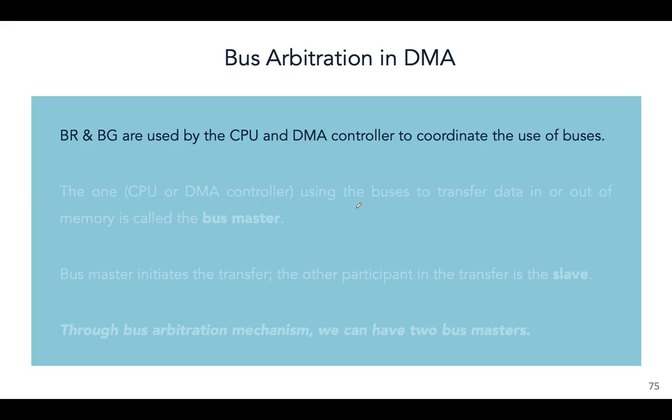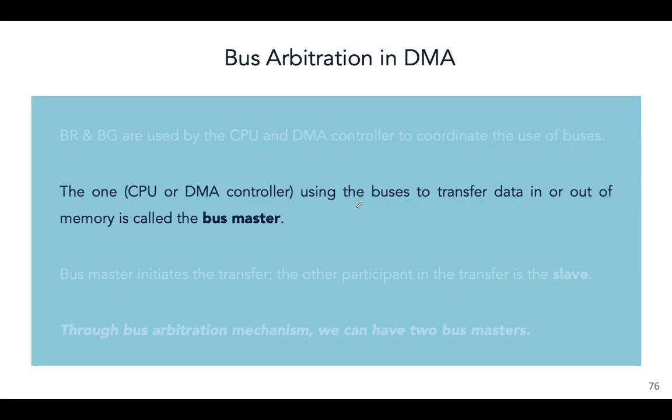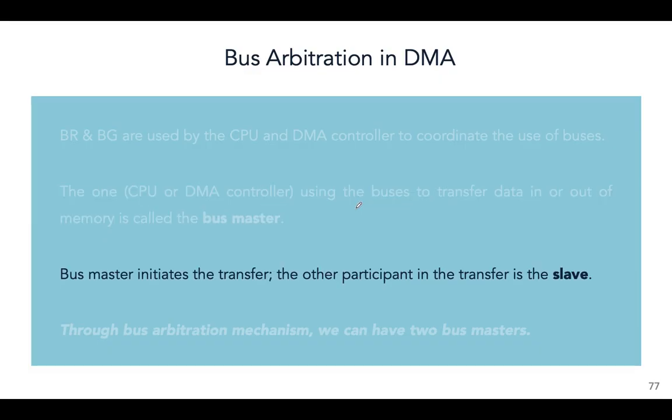Now, BR and BG are used by the CPU and DMA controller to coordinate the use of the buses, right? The one that is currently using the buses to transfer data in or out of memory is called the bus master. So now we have two options: either the CPU could be using the buses or the DMA controller could be using the buses. Whichever one is using the buses at the moment is known as the bus master. The bus master initiates the transfer, and all the other participants in the transfer are called the slaves.